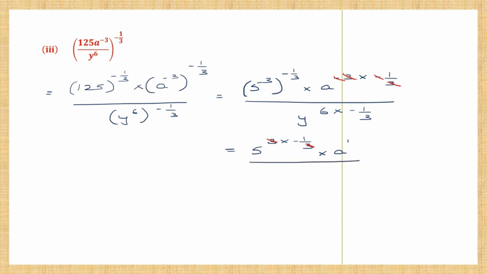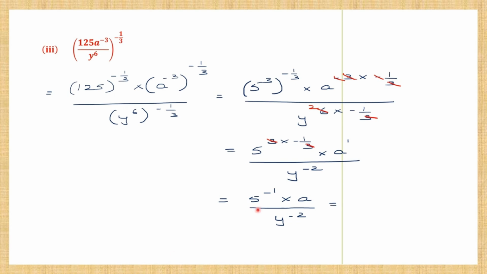Now in the denominator, what do we have? Here we can cancel 3 and 6. 3 2s are 6. So we have y raised to the power of 2 into minus 1, which is minus 2. So what do we have here? 5 raised to the power of minus 1, into a raised to the power of 1, which is a, and here we have y raised to the power of minus 2. Now we have to write this as a positive index. That's what our question says. Write your answer as positive indices.